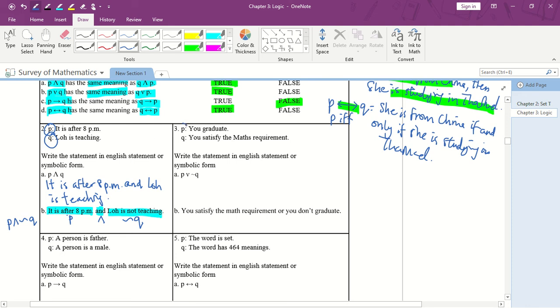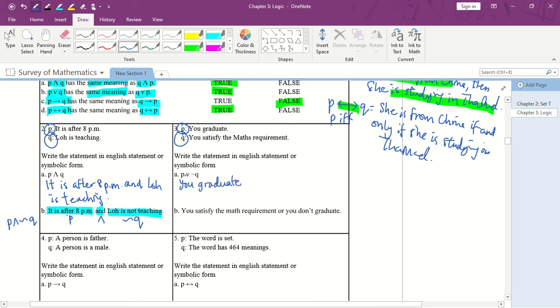You graduate, P, and Q, you satisfy the maths requirement. So here it says to write the statement in English statement or symbolic form. It is given in symbolic form, so we need to write it as an English statement. So just continue. You graduate.